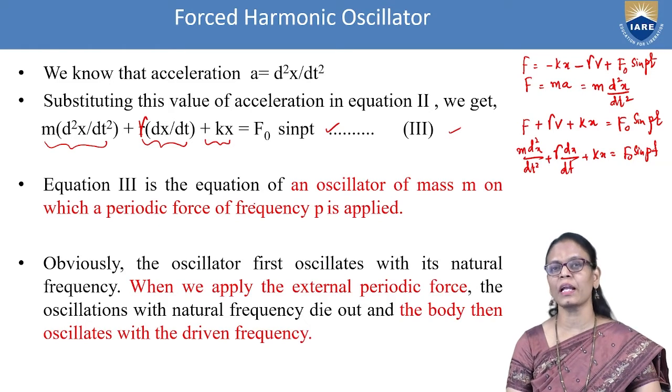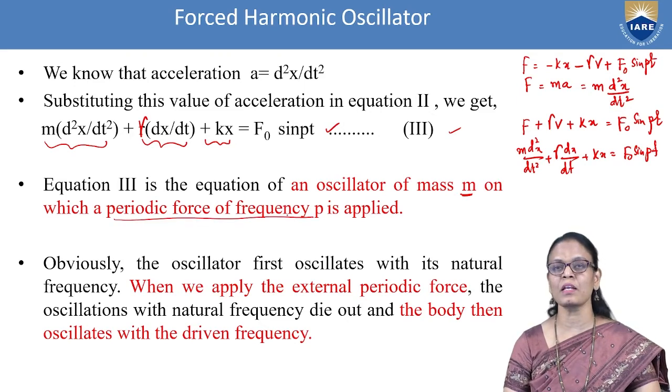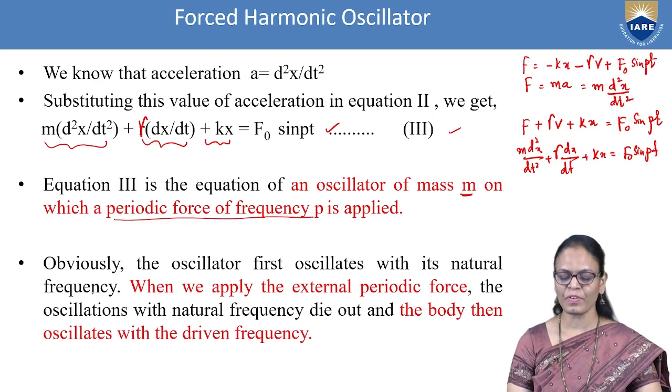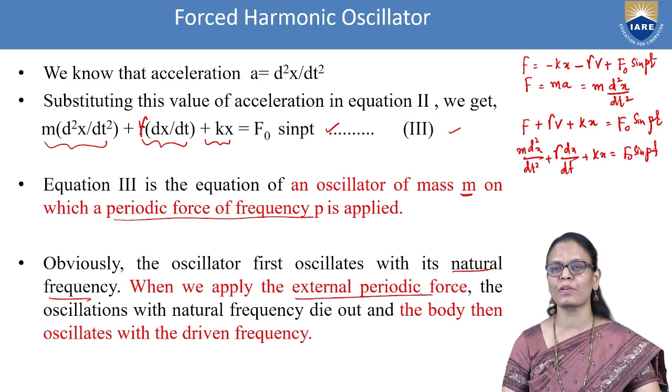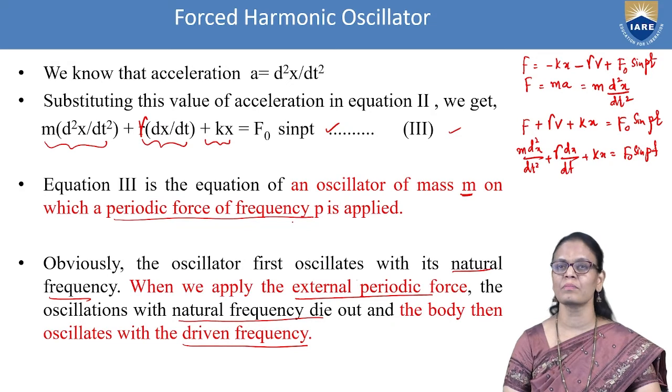Now equation 3 is the equation of an oscillator of mass m which is moving with a periodic frequency p. Obviously what we see here is the oscillator first oscillates with its natural frequency, and when we apply the external periodic force, the natural frequency will die out and the body will start moving with the driven frequency, that is the p.